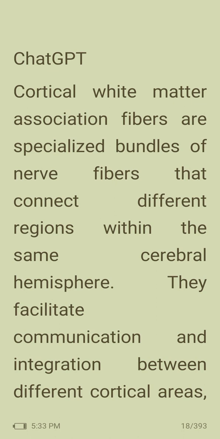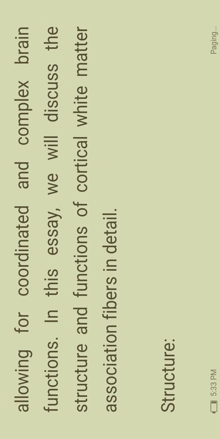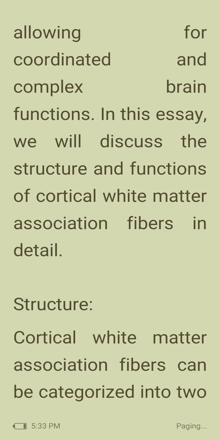Then cortical white matter association fibers. Cortical white matter association fibers are specialized bundles of nerve fibers that connect different regions within the same cerebral hemisphere. They facilitate communication and integration between different cortical areas, allowing for coordinated and complex brain functions. In this essay, we will discuss the structure and functions of cortical white matter association fibers in detail.